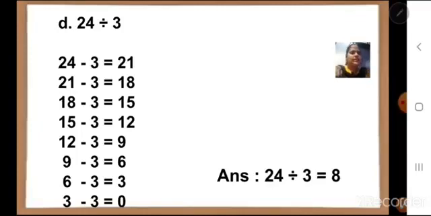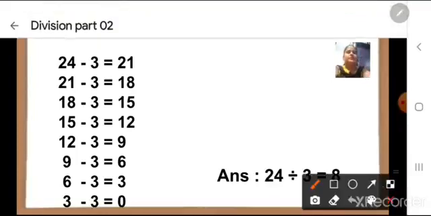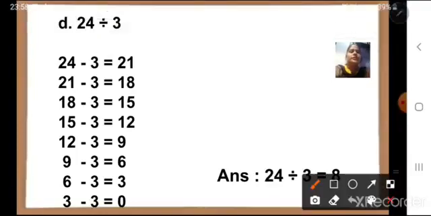Okay, next one is D sum, 24 divided by 3. So the divisor here we have to repeat, correct? Number 3. So 24 minus 3 is equal to 21. So 21 is remaining now. In the next line we will write 21 minus 3, because 3 is repeated, which is equal to 18. Then 18 minus 3 is equal to 15. Then 15 will come down. 15 minus 3 is equal to 12.